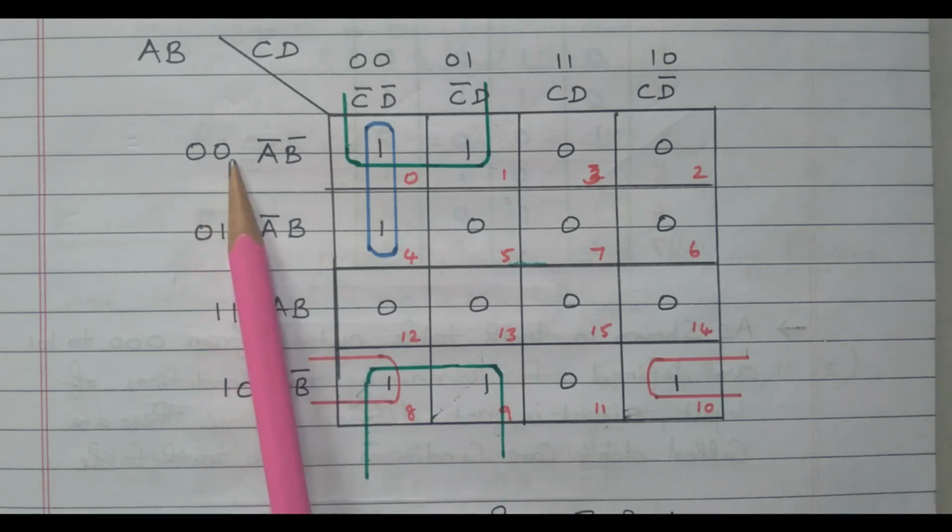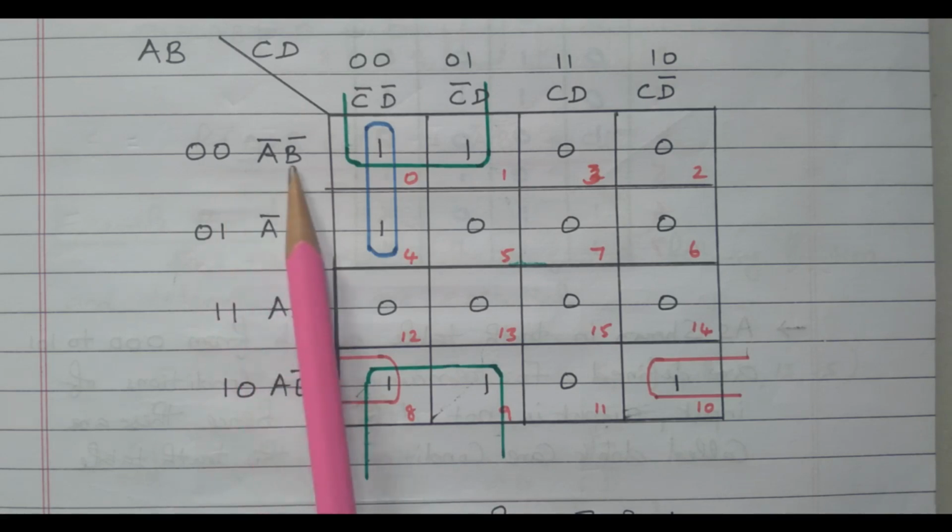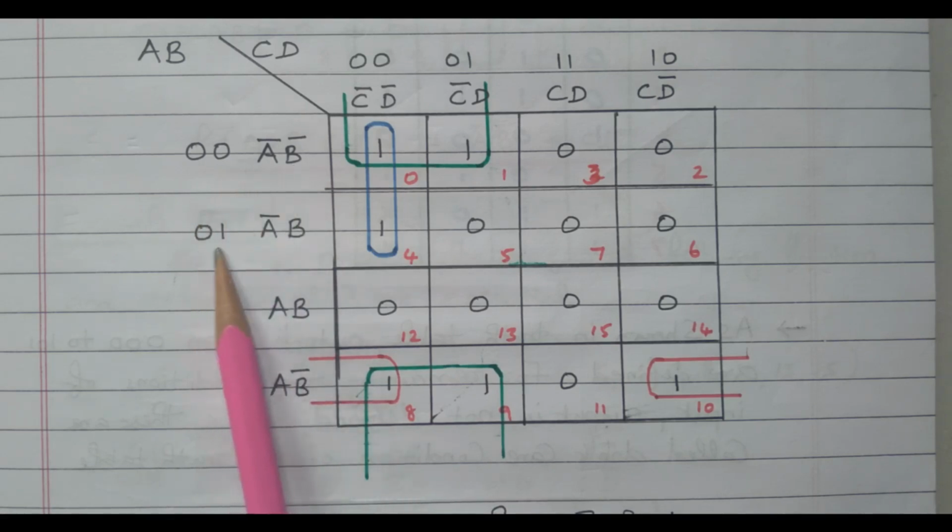That is 0, 0. The first 0 means A bar, this 0 means B bar. Then 0, 1, 1, 1, 1, 0. So 0, 0, 0, 1, 1, 0 are available in the 4th row, and 1, 1 is available in the 3rd row. There is an interchange between the 3rd row and 4th row.